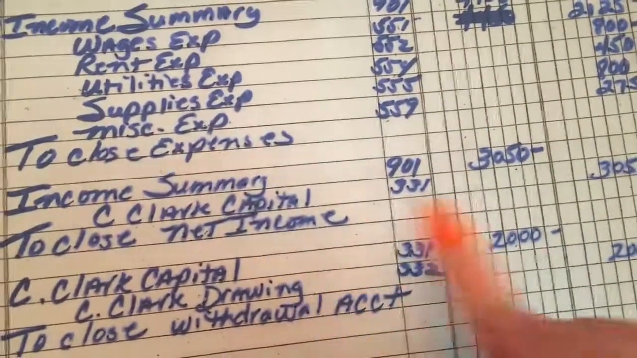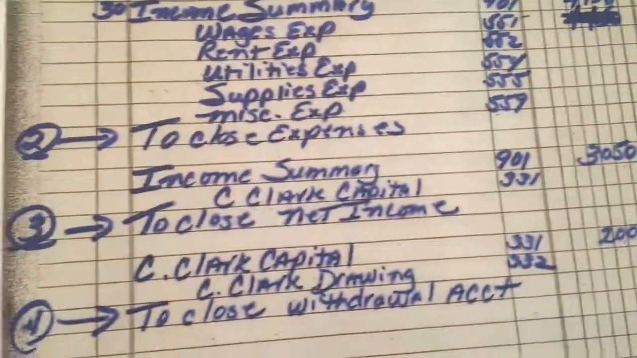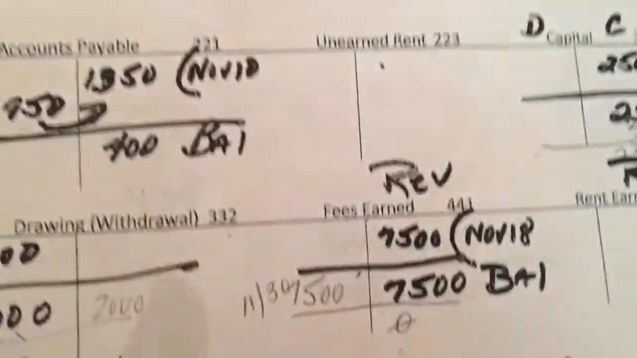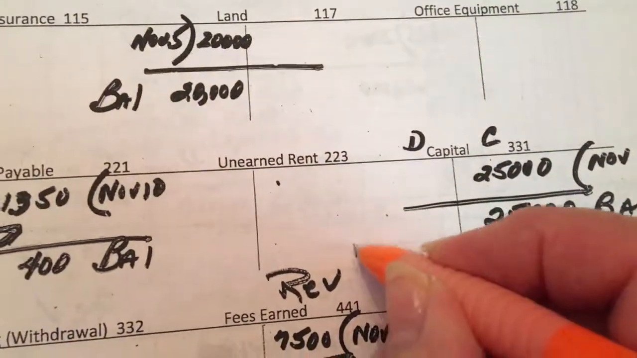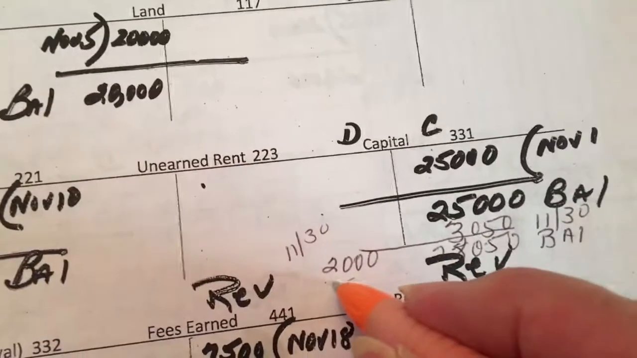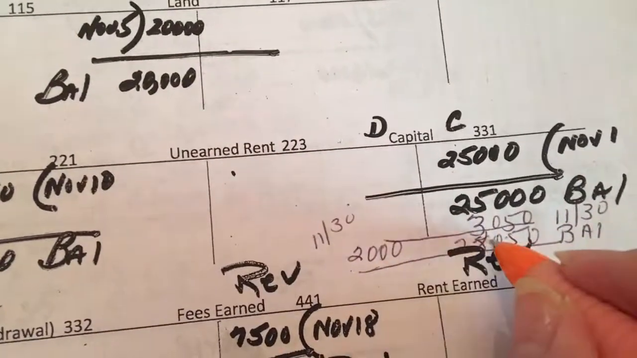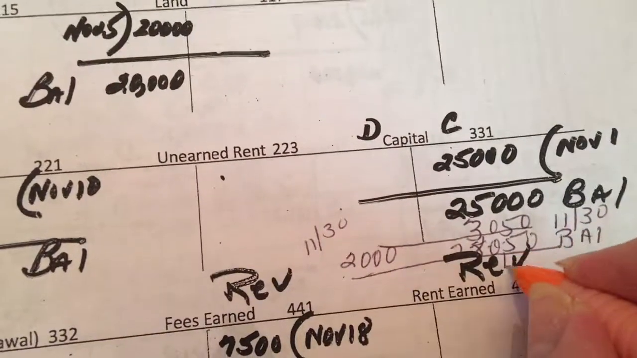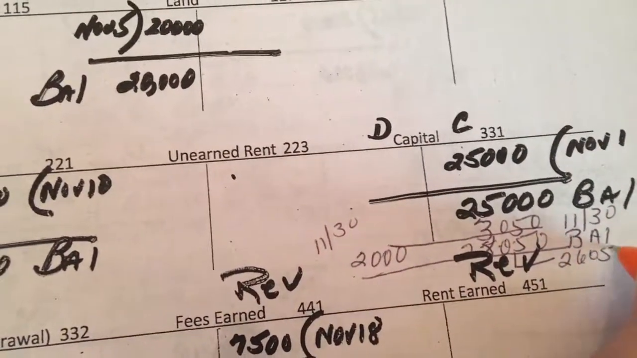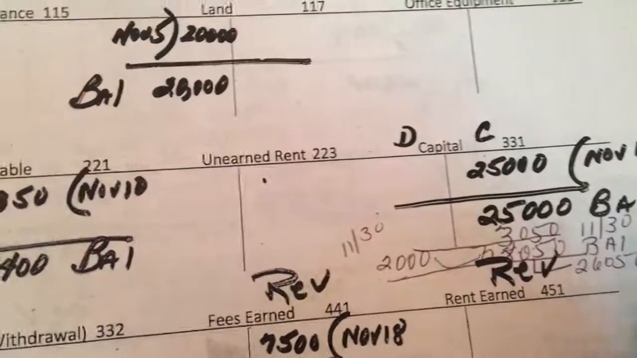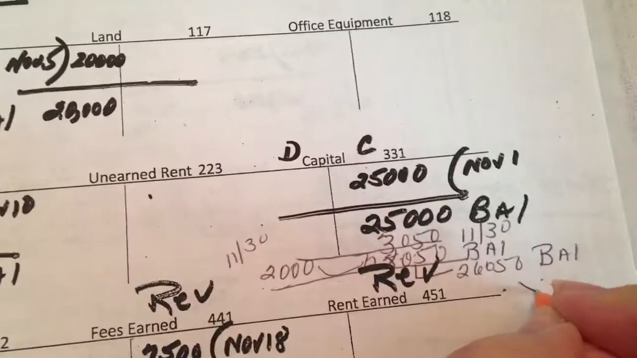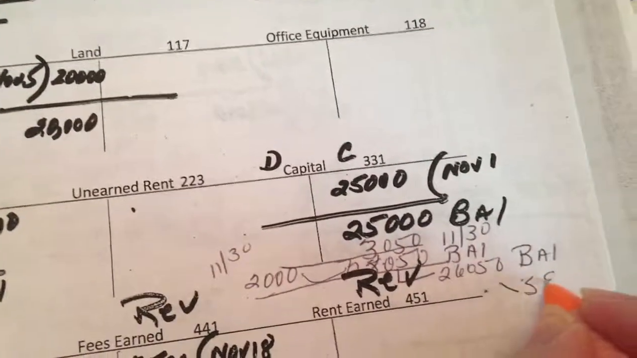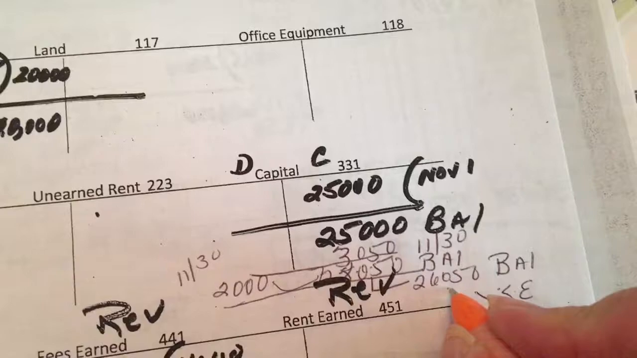Okay, now we have our last entry. This is our drawing. We want to debit Clark Capital for $2,000. Now that's going to give us a total balance. It's hard to see, but we have $26.50 here. If you subtract that $2,000 from your $28.50, your balance is $26.50. Now, if you go to your stockholders' equity statement, that's the ending balance.